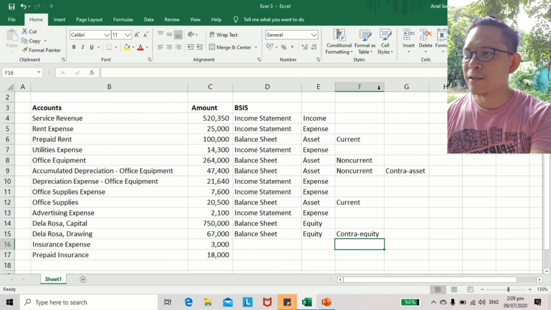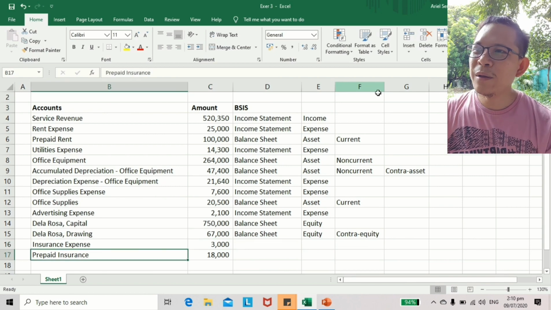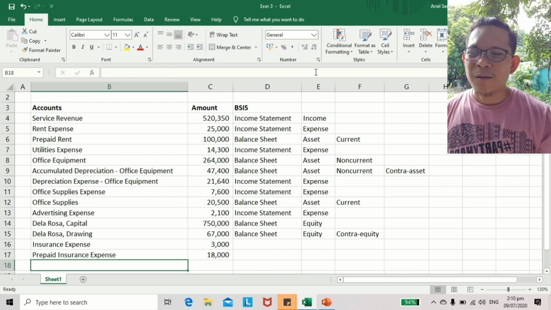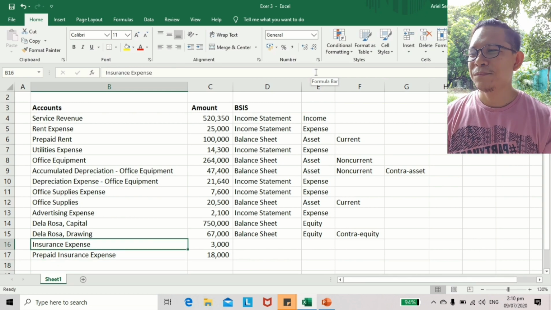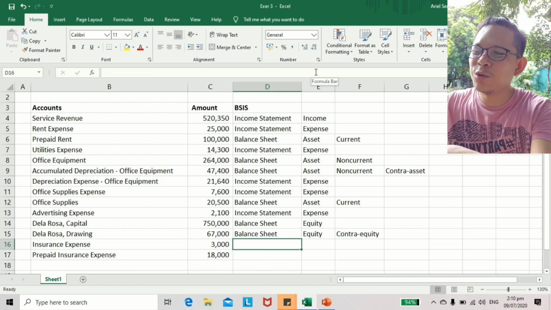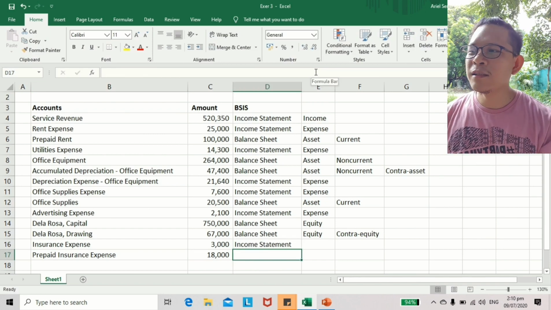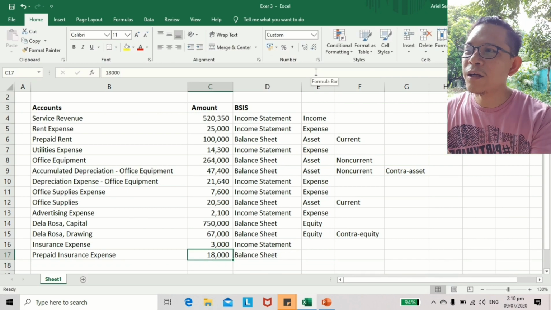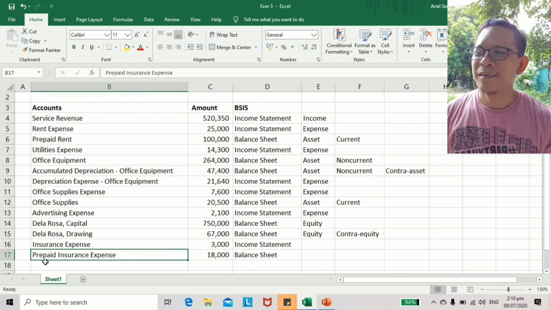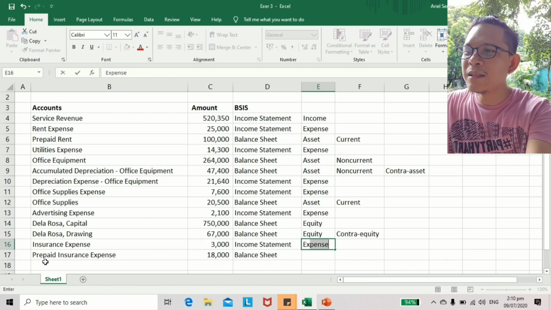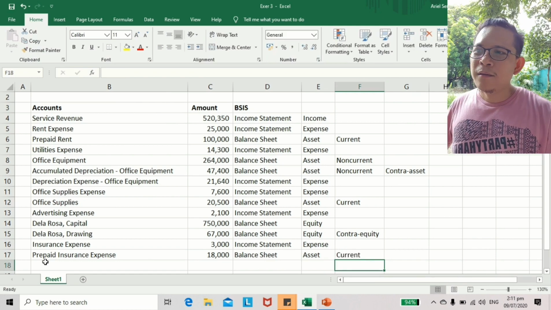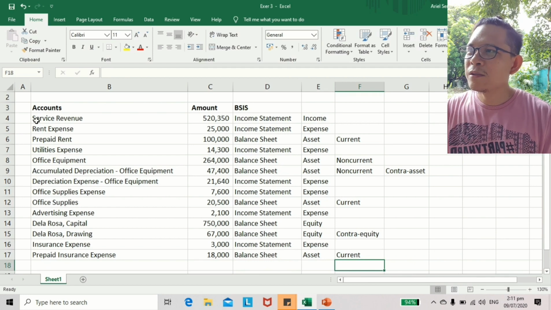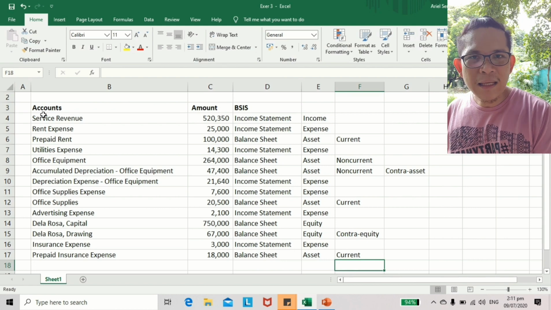How about your insurance expense and your prepaid insurance? Kagaya ng sinabi ko kanina, kung sakaling pinanggulo ng problem, ginawang prepaid insurance expense, and you have here insurance expense, ano yung gagamitin mo? Alin yung income statement? Alin yung balance sheet? Your insurance expense is your income statement and your prepaid insurance expense is your balance sheet because of the term prepaid. Are we clear? Okay. The insurance expense, of course, is an expense account. The prepaid insurance expense is an asset and it is a current asset.